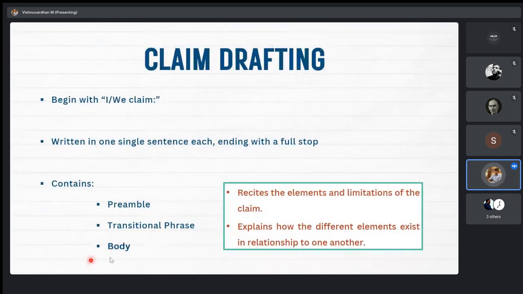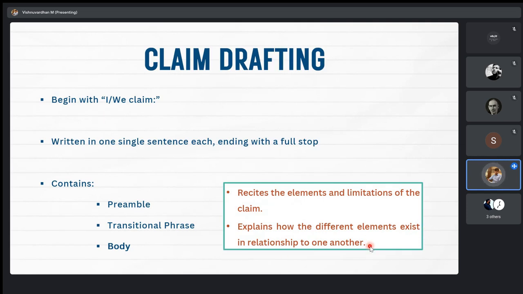Then the third thing is the body. So preamble you have seen, it's the title. The transitional phrase is a single word, either consisting, comprising, characterized by, composed of, stuff like that. And lastly, the body. So the body is the actual part where you write what all is there in your invention. It recites the elements and the limitations of the claim, and it explains how the different elements exist in relationship to one another.